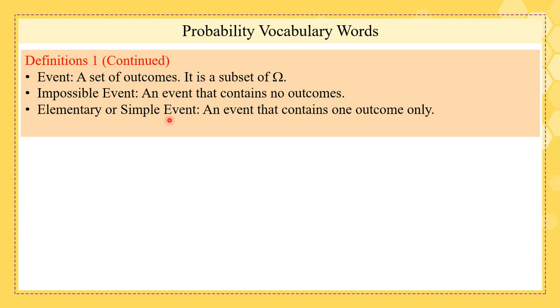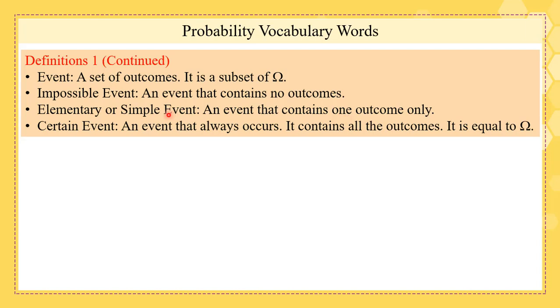We have the elementary or simple event, which is an event that contains only one outcome, and the certain event, which is the event that always occurs, it contains all the outcomes and it's equal to omega. For example, if I want to talk about the students of your class and I want to choose a student from the class who is less than 10 years old, this would be an impossible event because I'm not going to find anyone. Whereas if I want to take a student from your class who is more than 10 years old, we're going to see that this is a certain event because this event will contain all the elements. All the students would be in this set.